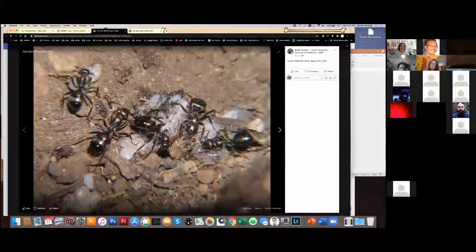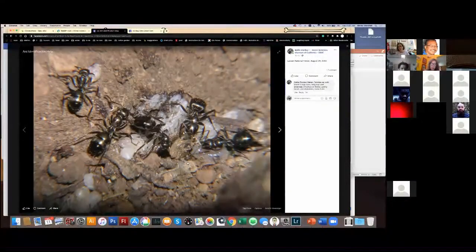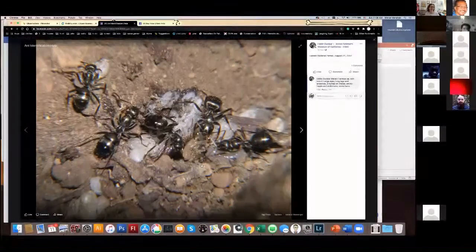This one is more velvety than others, but they're not all like that. And there's some stuff about the behavior. So this is just looking at the photo. But when you look at them actually active in the field, they walk very fast. They're active in the middle of the day when it's hot, and sometimes earlier too.